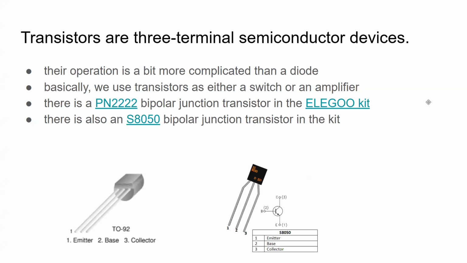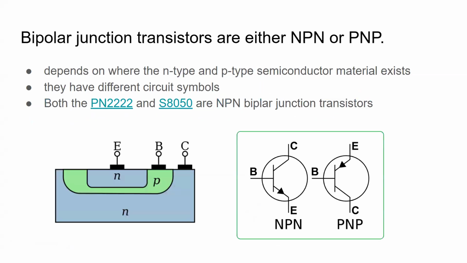So we'll also be taking a look at transistors. So these are three-terminal semiconductor devices. And here I've just got an example of a bipolar junction transistor, which is actually available in our Elegoo kit. So there are two different, we call them BJTs. So there's this PN2222 and there's an S8050. And so these differ mostly in their electrical characteristics, and you can read about either one in their data sheet. But this is kind of how they generally look. So bipolar junction transistors have an emitter, a base, and a collector, and we'll get into what all that means shortly here.